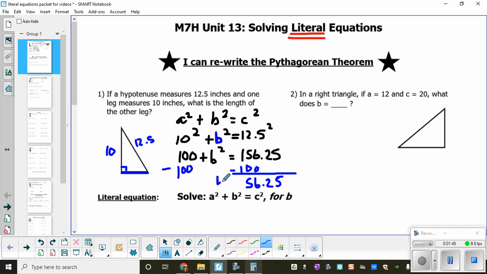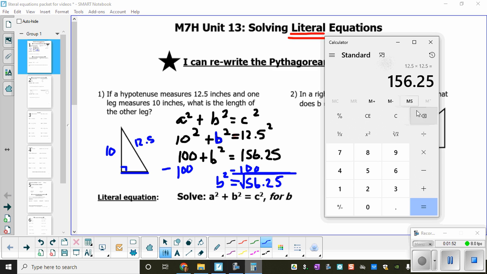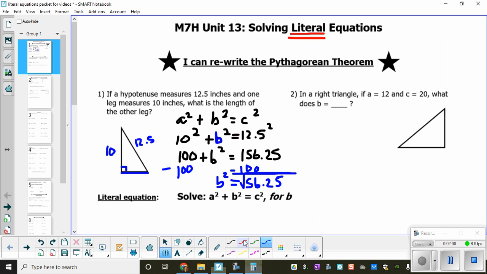You might remember from this unit that now what we have to do is take the square root of this number. Because we subtracted the 100, the square root of the 56.25 is going to be 7.5. So this side length right here would be 7.5.